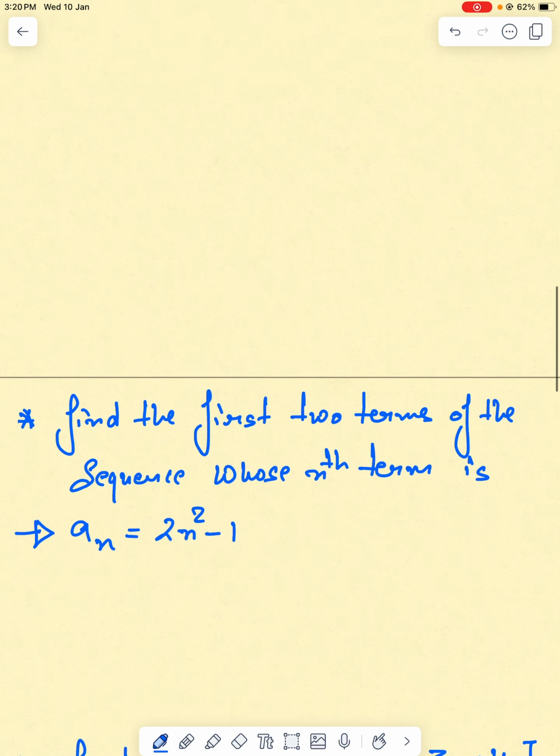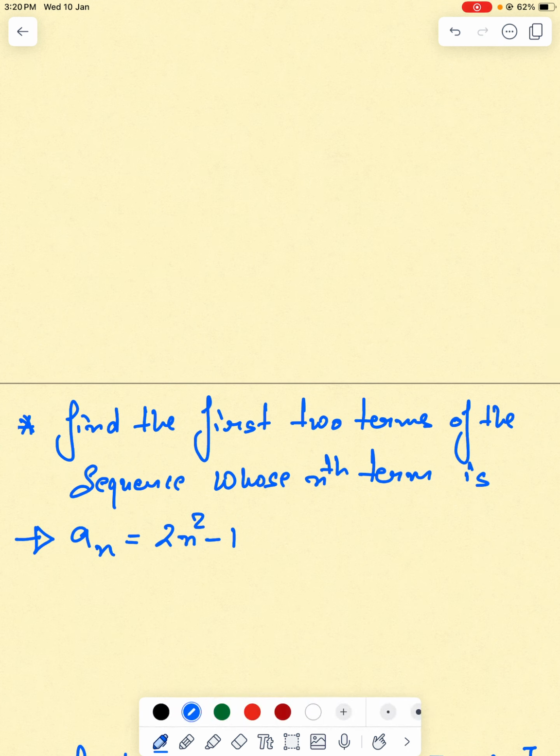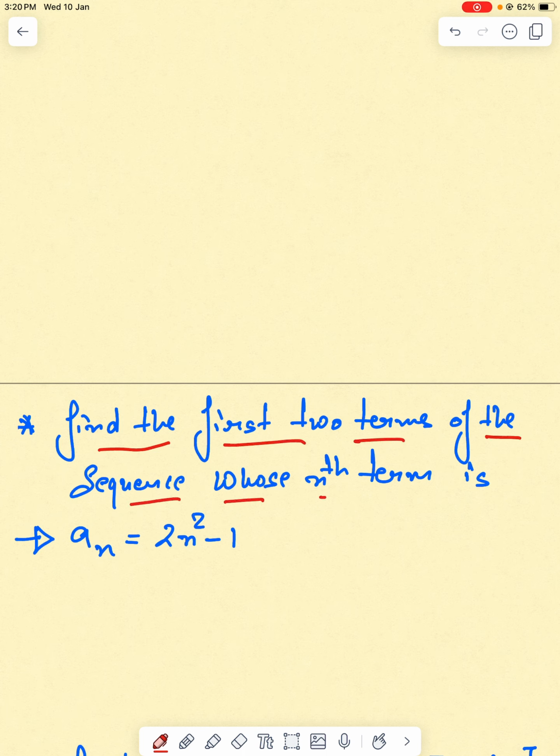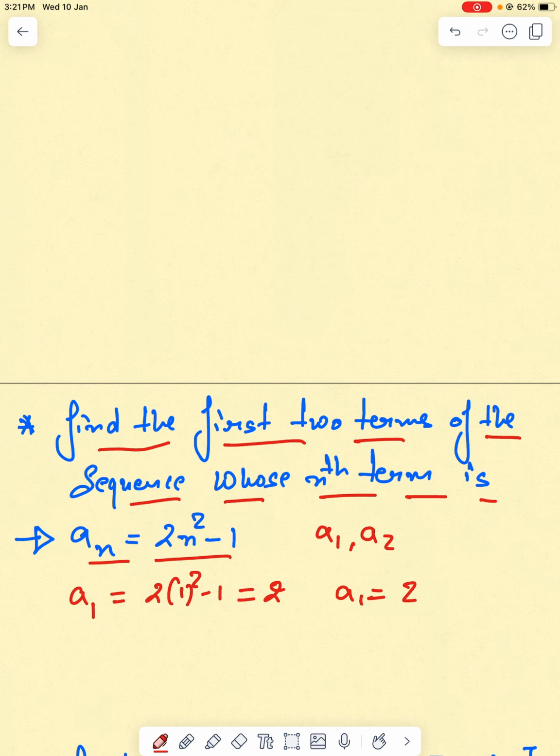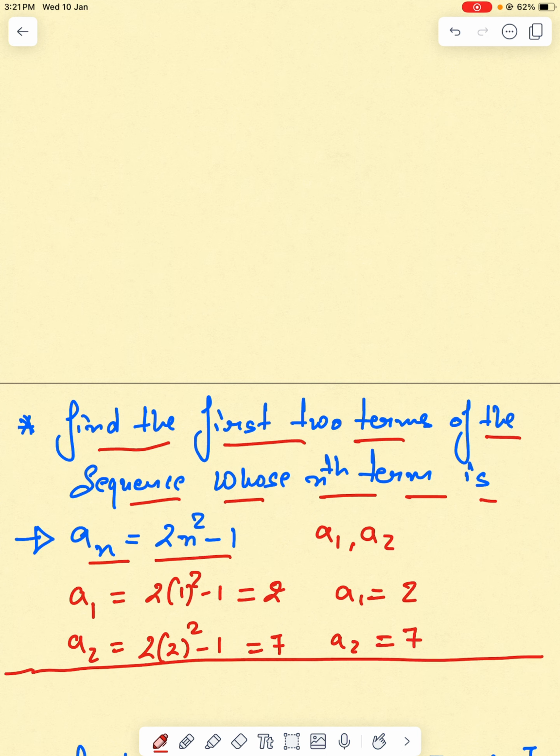Now this is the first example of a question that may be asked: find the first two terms of the sequence whose nth term is given as a_n = 2n square minus 1. So what will you do? First two terms means you have to find a1 and a2. In order to find a1 you have to put n equals 1, so 2 times 1 square minus 1, which is equal to 1, so a1 is equal to 1. What about a2? You have to put n equals 2. It will be 2 square 4, 4 twos are 8, 8 minus 1 is equal to 7. So the second term of the AP is 7. This kind of question may be asked in your examination for 1 mark.